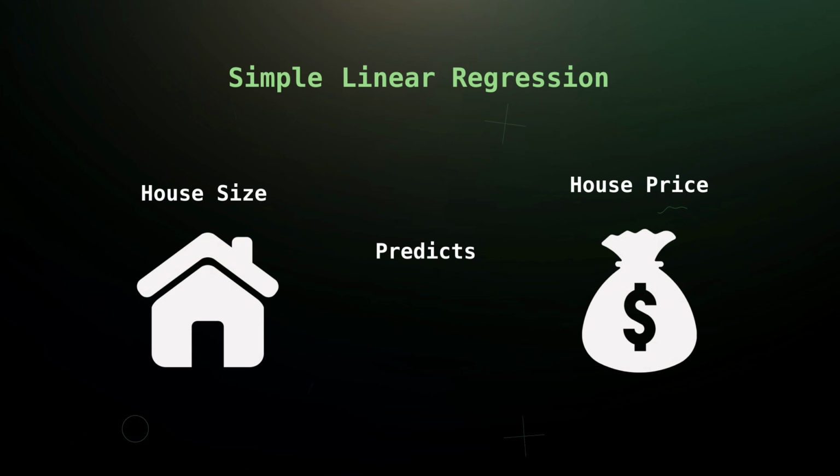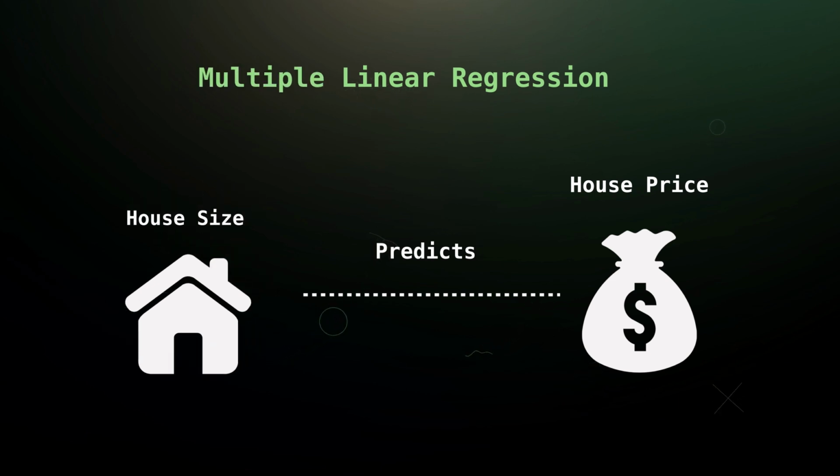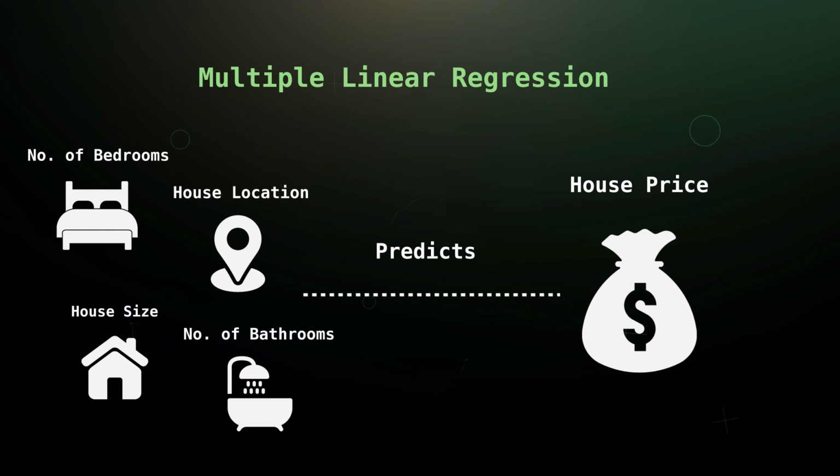Now, this is just simple linear regression, where we use one variable to predict another. But in many real-world situations, one variable isn't enough to make accurate predictions. This is where multiple linear regression comes in. In multiple linear regression, we use more than one independent variable to make a prediction. For example, we would predict house price based on house size, number of rooms, or even factors like proximity to a school or the year in which the house was built, etc.